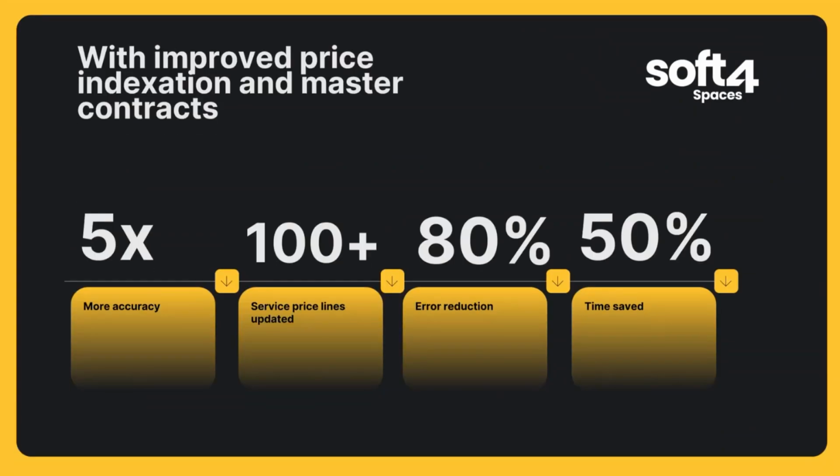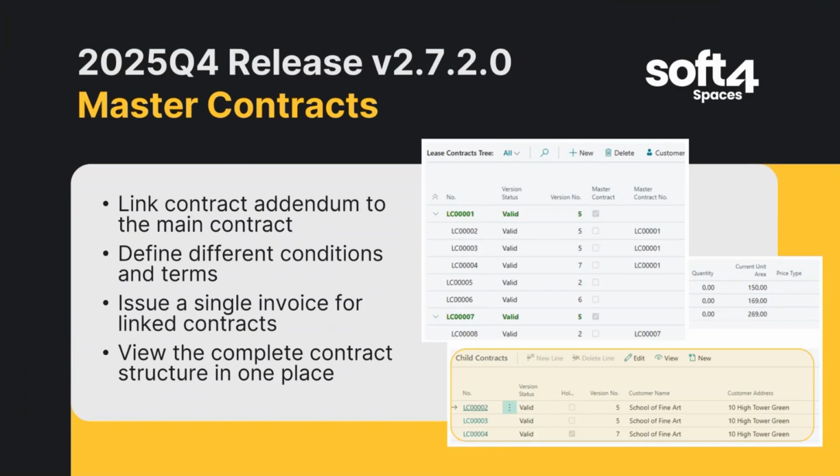In general, we added 5 new fields in service price table to ensure more accuracy. And our price indexing functionality allows to update multiple service price lines at once, or we can filter it by different criteria. Also, gathering all information of master contracts and price indexation in one place reduces risk of errors and saves your time. So first topic today is master contracts.